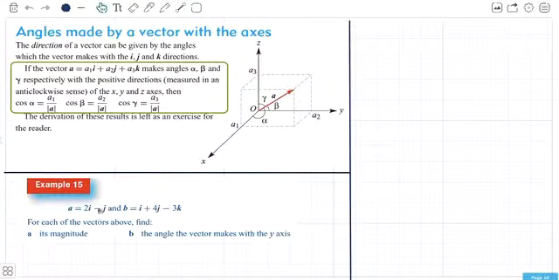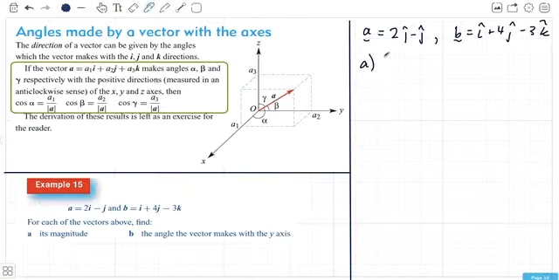So if we look at the example here, example 15, we've got two vectors. We've got the vector A, which is 2i minus j, and the vector B, which is i plus 4j minus 3k. And we're asked to find two things. First of all, we're asked to find the magnitude of those vectors. And again, we just square root the parts in front of the i squared and the parts in front of the j squared. So this would be the square root of 5 for the first one.